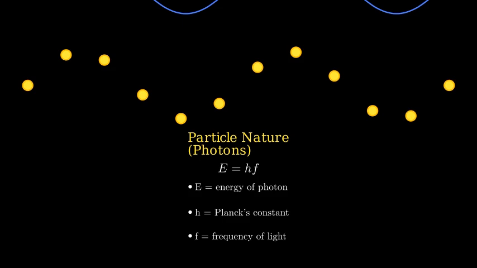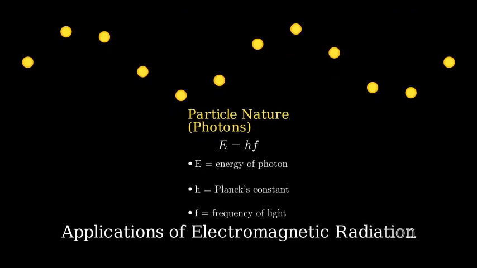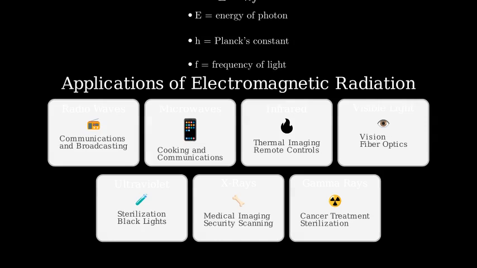Let's wrap up by looking at some practical applications based on different parts of the electromagnetic spectrum. Radio waves are used for communication, from radio broadcasts to cell phones. Microwaves are used in microwave ovens and also for communication. Infrared radiation is used in thermal imaging cameras and remote controls.